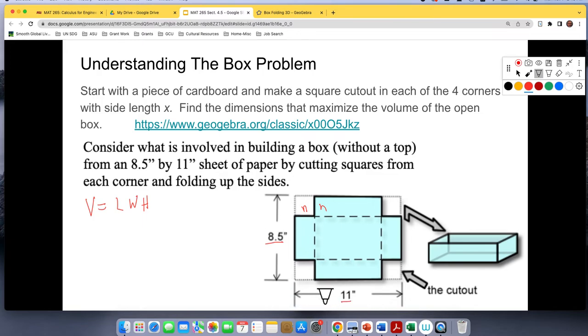So what am I doing to the 11-inch length of the paper when I cut off my corners? Making it shorter by how much? How much? 2N, right? I'm cutting both sides. I'm cutting the left and the right side. So 2N is getting cut off. So I can define my length to be 11 minus 2N. Okay. So now we're starting to set up a formula, that's our length.